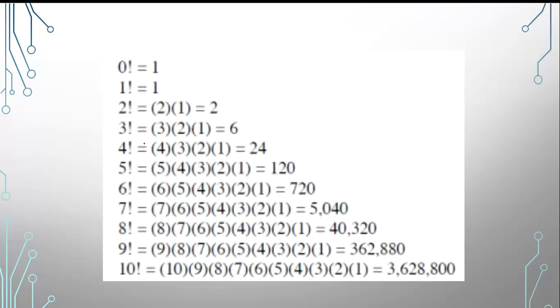Clear? So here we have the table of factorials from 0 to 10. You have to remember these things. I already told you that the value of 0 factorial is 1, 1 factorial is 1, 2 factorial is 2, 3 factorial is 6, 4 factorial is 24, 5 factorial is 120. These are actually used many times. So up to here you have to remember this. It will be good. So up to 10 factorial we have these values.